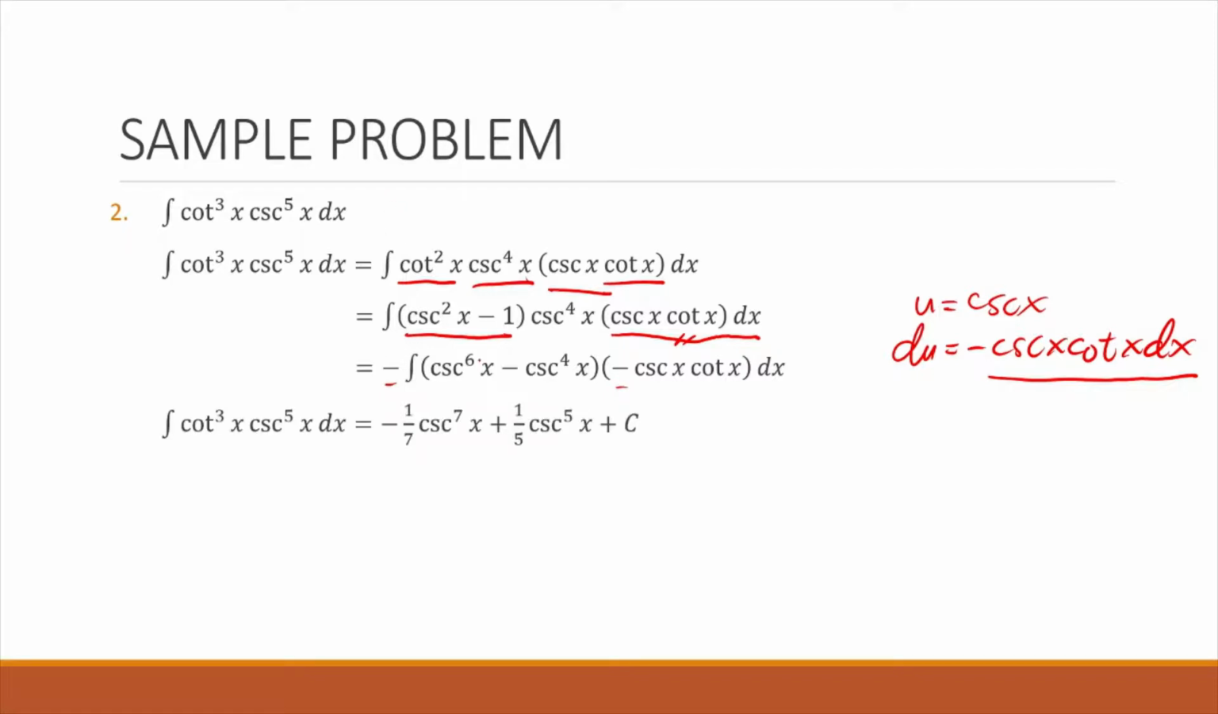So cosecant raised to 7 divided by 7. And then cosecant raised to the 5th power over 5. And don't forget the negative 1 factor outside. Alright? So that's now the final answer.